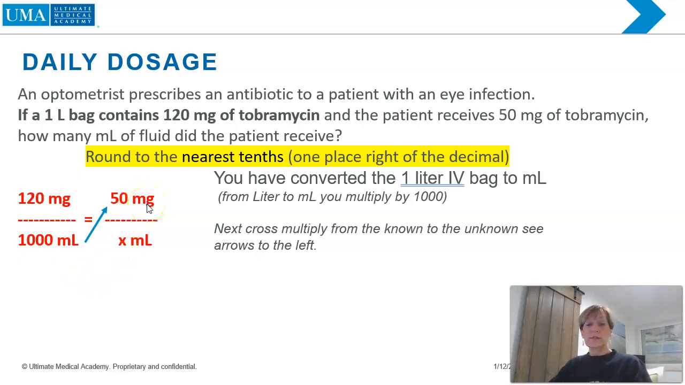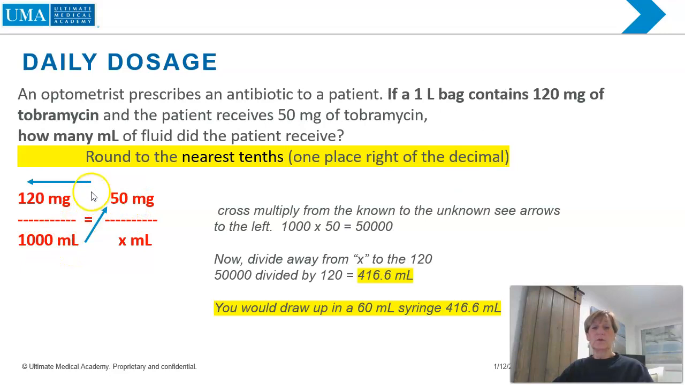What the patient's receiving is 50 milligrams, but we don't know how many milliliters that is, right? So let's do our cross multiply divide. So we have 1,000 times 50. Then we're going to divide away from x back to the known, 120. So we have our 1,000 times 50 divided by 120.